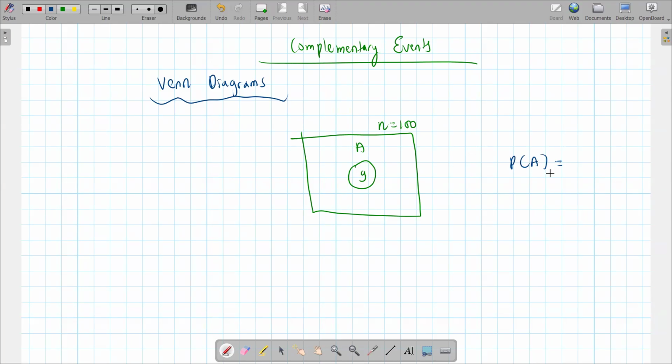No, you got to use the formula, right? Again, remember, the formula is this. The probability of any event E is NE divided by NS, where NS is the total and NE is how many E's there are. 100. So using this formula, what's the probability of A?